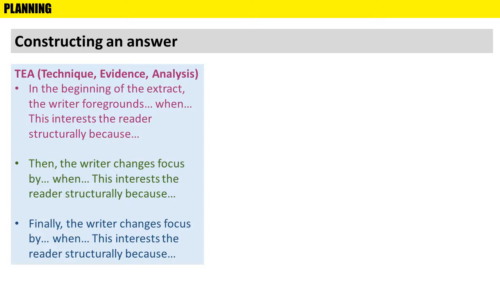We need to write a minimum of 3 paragraphs, 1 about the beginning and what it foregrounds, 2 about the extracts and how it changes focus in interesting ways. This is the minimum. We can also include other structural devices as we go along, but it must always be about how the focus changes and develops and how that interests the reader.